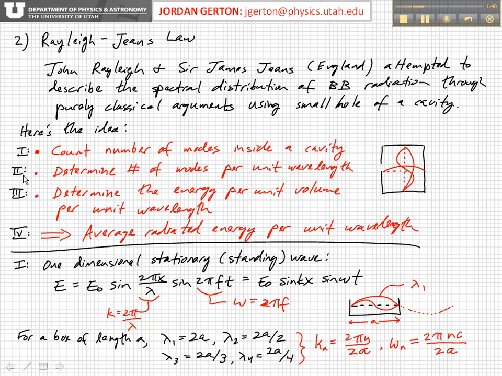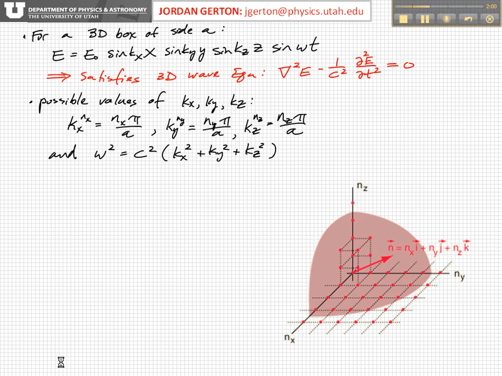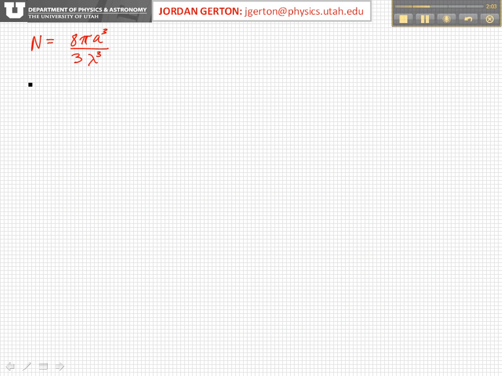Okay, so now we've finished with the first part of this derivation. That is, we've counted the number of modes inside the cavity as a function of wavelength, basically. And now we want to determine the number of modes per unit wavelength and determine the energy per unit wavelength per unit volume. So the way that we determine the number of modes per unit wavelength, now we're on step 2, is that we just take our expression for n and differentiate it with respect to the wavelength.